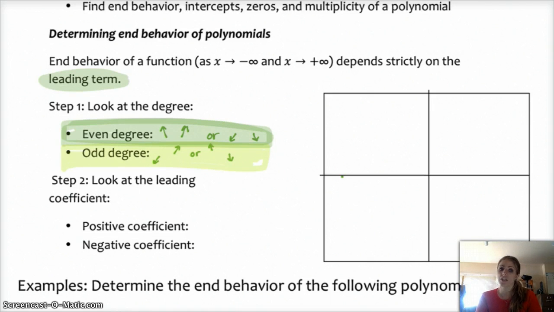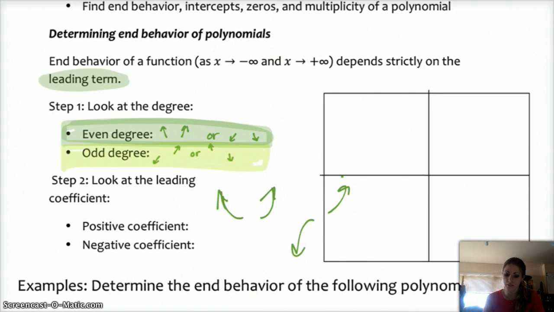Now in addition, you want to look at whether or not the coefficient is positive or negative. This is the leading coefficient. If it's a positive coefficient, then it'll look like the positive x squared or the positive x cubed. Remember, your positive x squared on the ends looks like that, and your positive x cubed on the ends looks like that. So if it's a positive coefficient, you have one of those two situations. And if it's a negative coefficient, then you have the opposite. You have them both down, or you have the left up and the right down, okay?